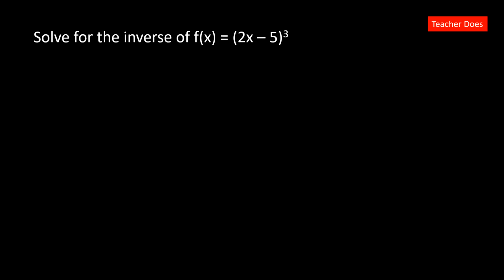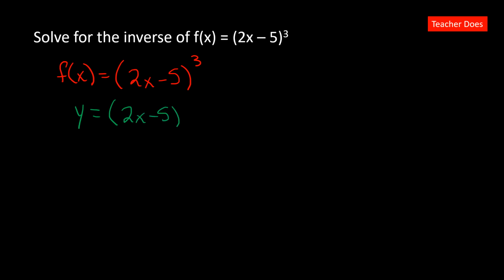On this first question, it is asking us to solve for the inverse of f of x equals, in parentheses, 2x minus 5 cubed. You'll recall when we're solving inverses, the first thing we want to do is replace f of x with y. So we'll say y equals 2x minus 5 to the third power. We then want to switch our x and our y for inverses. So we're going to say x equals 2y minus 5 cubed.